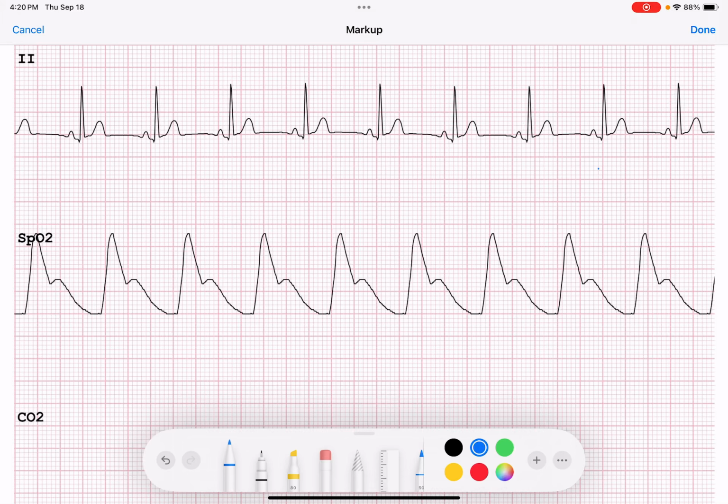Alrighty guys, so let's go ahead and talk about ECG, normal sinus rhythm right now. I still have a couple of you a little lost, so let's go ahead and break it down just a bit.